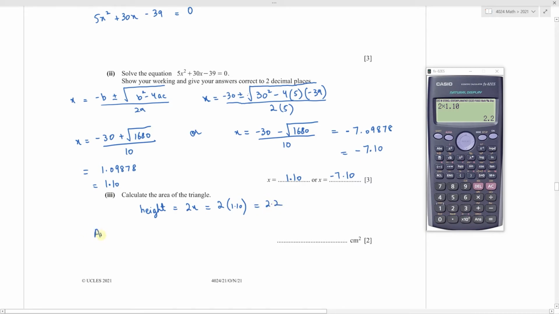So now the area will be 1 over 2 into base into height. Base is 8 and height is this 2.2. So 1 over 2 into 8 into 2.2. So this is 8.8 centimeter square.